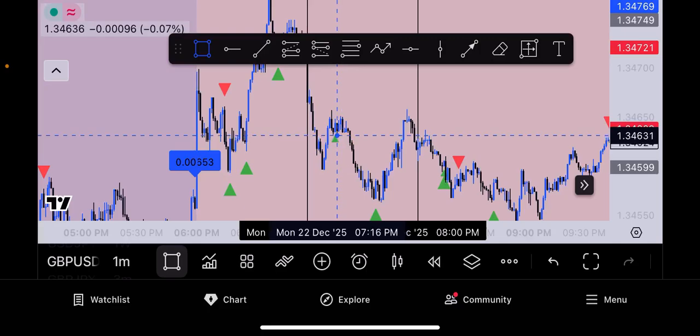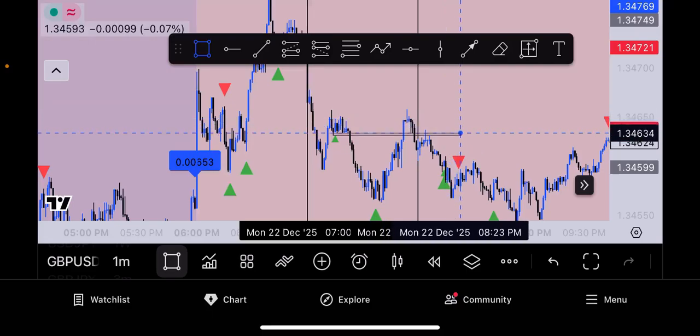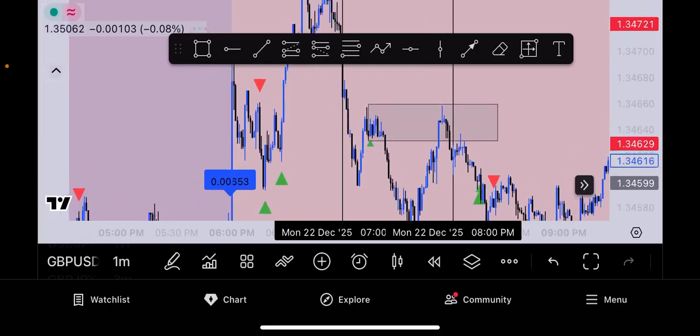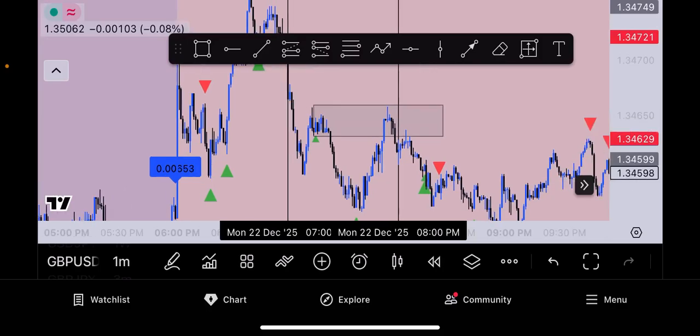Now, this is the last bullish candle the price created before it shot downwards. This is the candle right here. So you mark it out from the bottom to the top. Okay, so when you mark it out, this is where you are now going to be looking for a trade.